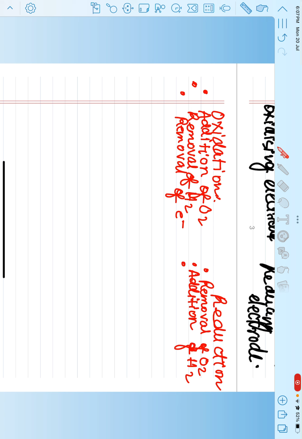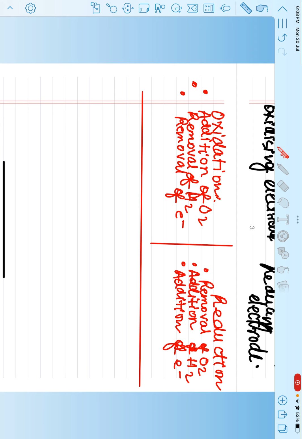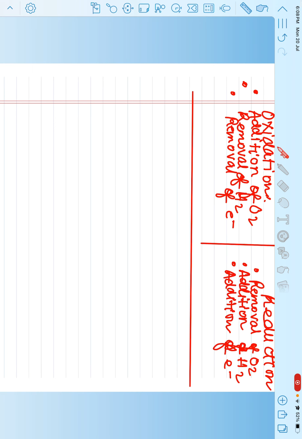Addition of hydrogen and addition of electron. So this is essentially the difference between oxidation and reduction. Not that big of a concept, a very easy concept, you can learn it quickly. Addition of oxygen is also a chemical process. Removal of hydrogen, oxidizing agents are also there. Then solids, that is all there.